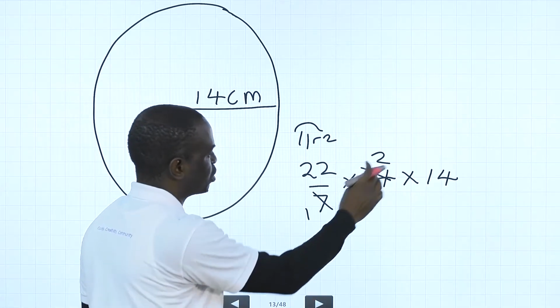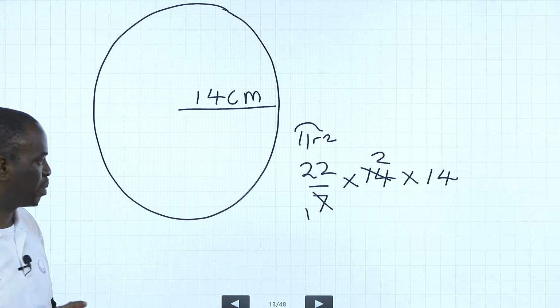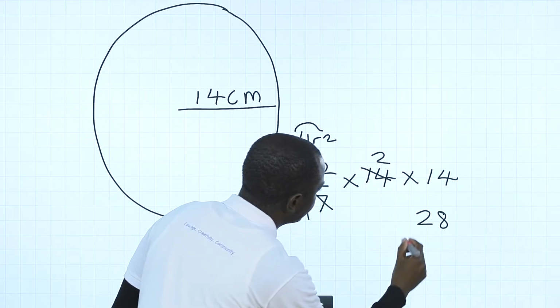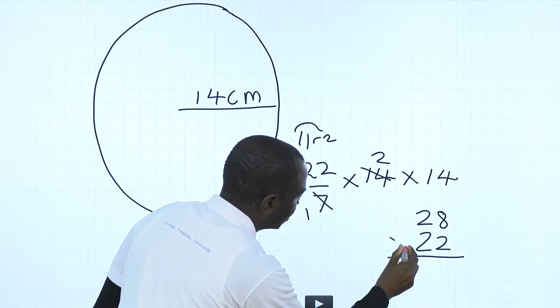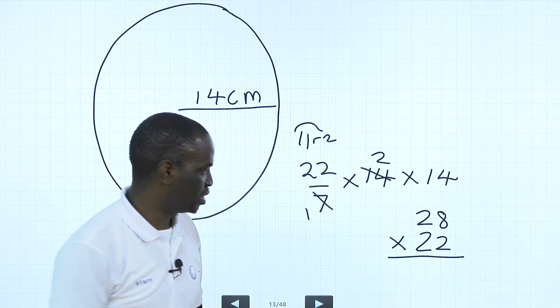So we're going to say 14 times 2 will give us 28. And it's the 28 that you're going to multiply with our 22. So you write your 28 there, you write your 22 down, draw the line and show the multiplication sign. And then now you can proceed.